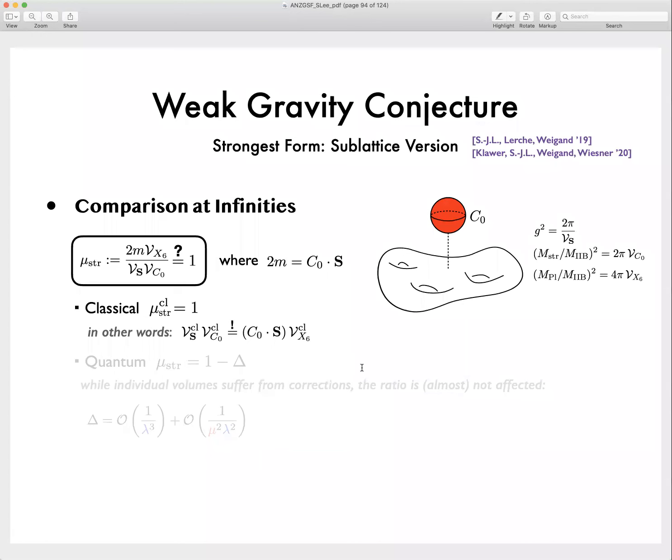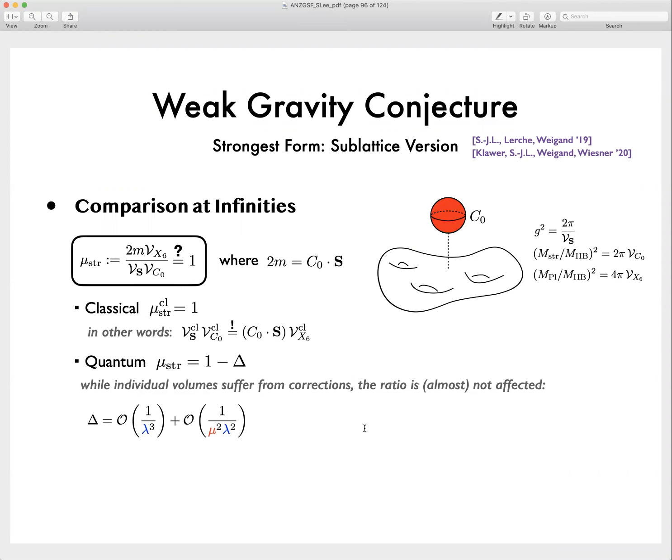However, we've already seen in part 1, we should take account of quantum corrections, and this will change the classical volumes and may in turn correct the ratio. And the lesson from our quantum analysis is rather surprising. While the individual volumes do get corrected by quantum effects, the leading corrections at least exactly cancel in taking this particular ratio. So the deviation, capital delta here, comes only from the subleading corrections. And therefore, this delta is really suppressed at strict weak coupling, where we can ignore the subleading corrections.